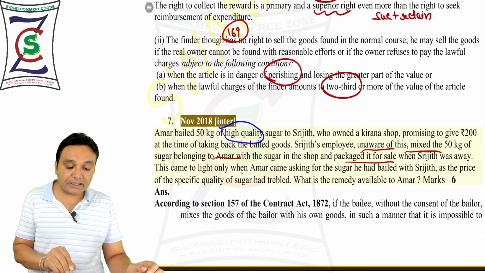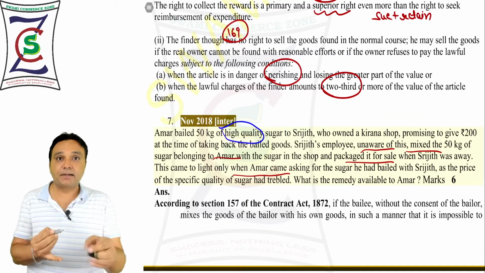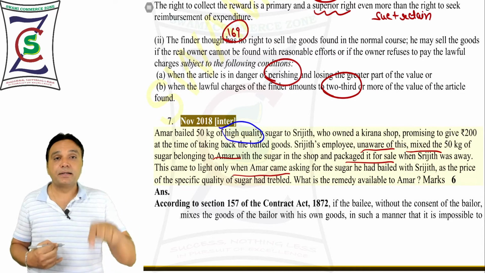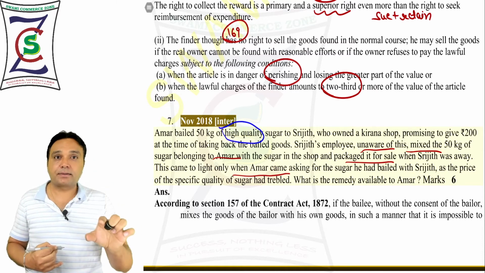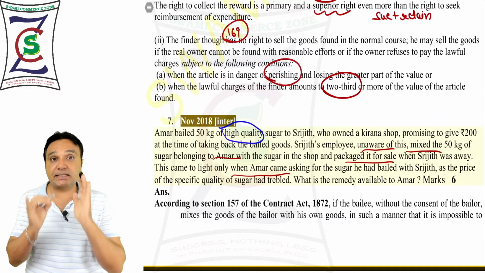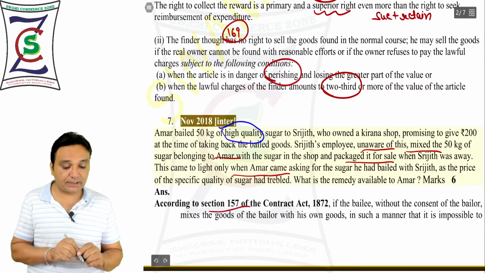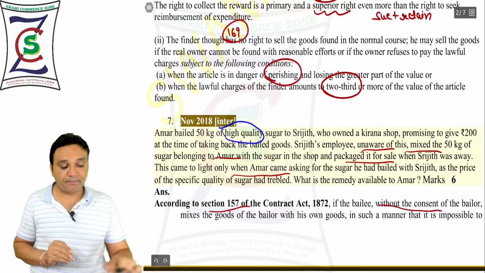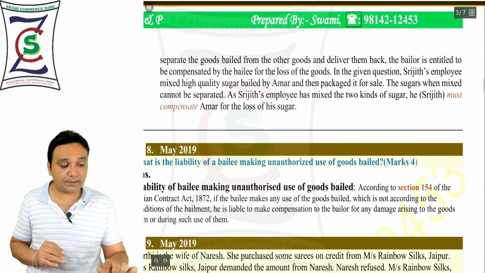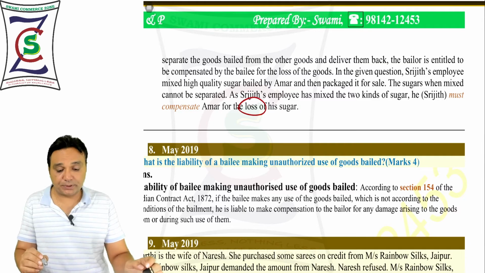Now the moment Amar came to be aware of this, he asked for the return of his goods, but the problem is the goods are mixed. So sugar is mixed with another sugar of low brand. Now can they be separated? No, they cannot be. So under section 157, here the bailee is liable for the loss in the value of goods, because the goods are mixed without the consent of Mr. Bailor. So this is section 157. It is without the consent of bailor. So here it is impossible, because it's a sugar, you cannot segregate it. So you have to bear the loss in the value of the goods, because it's a high quality sugar.